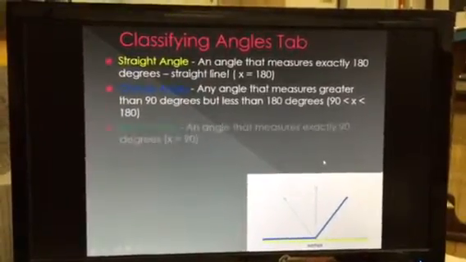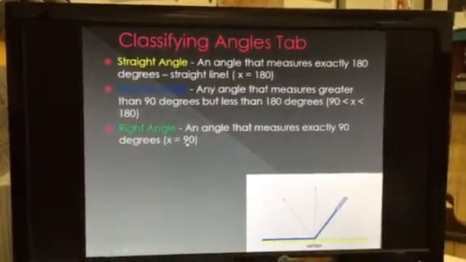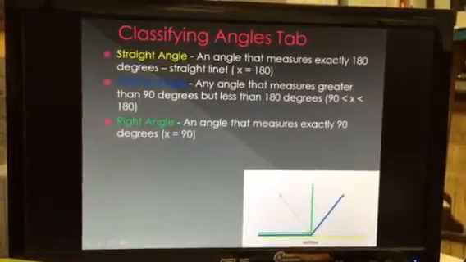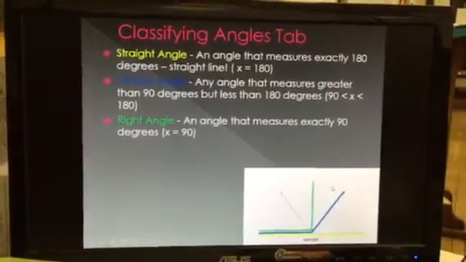Okay. Our next one is the right angle, an angle that measures exactly 90 degrees, so x has to be 90. And I have that formed right here. So the right angle, and remember that little square symbol to notate that as well.